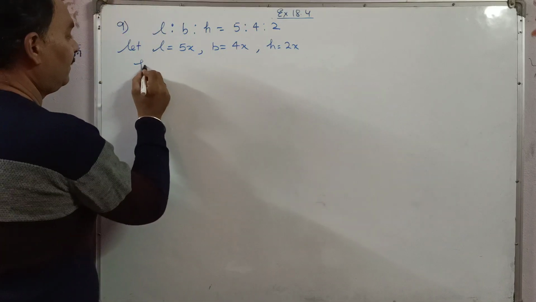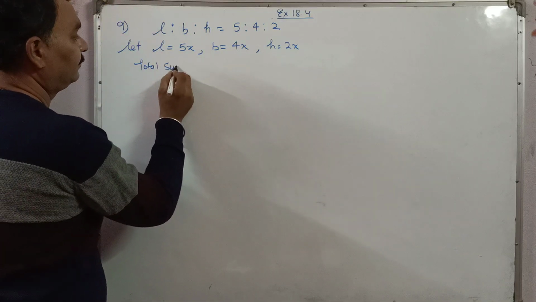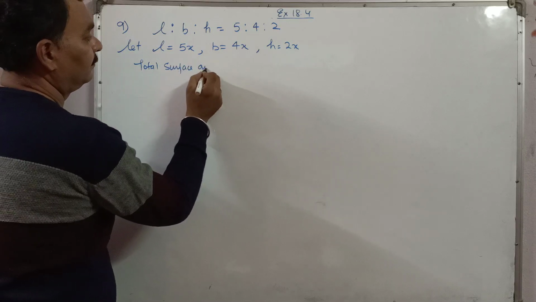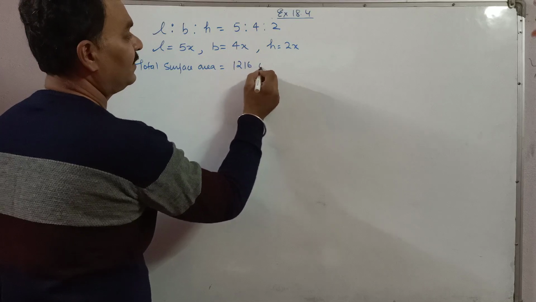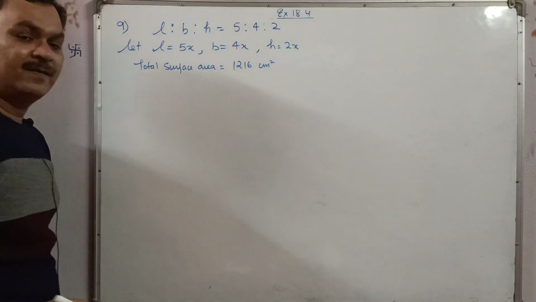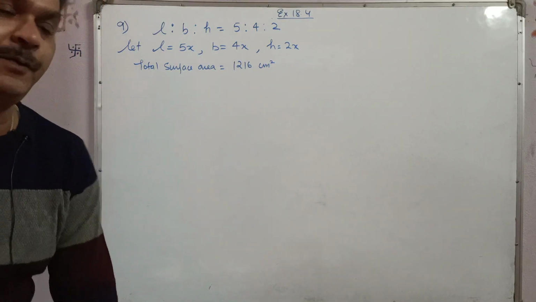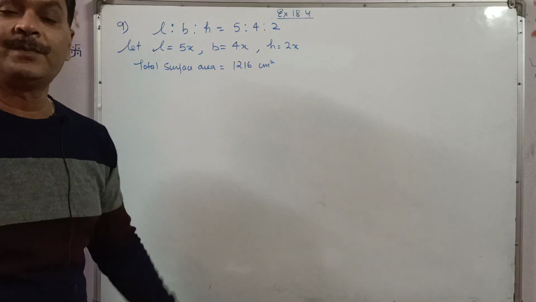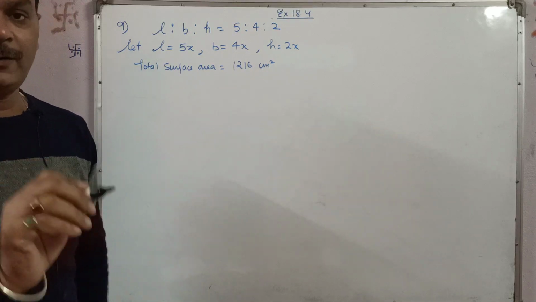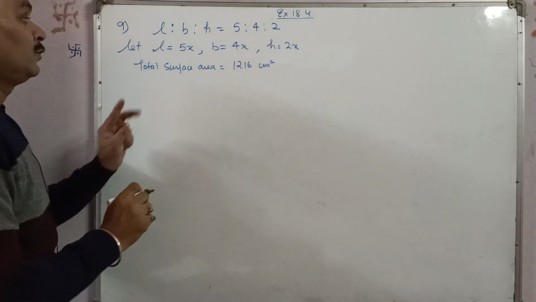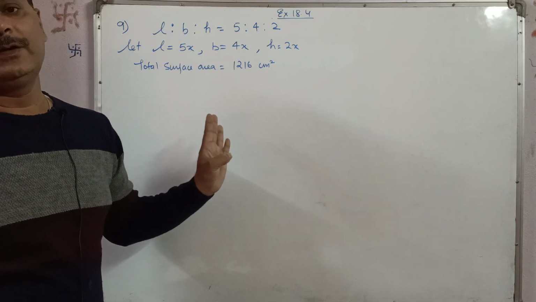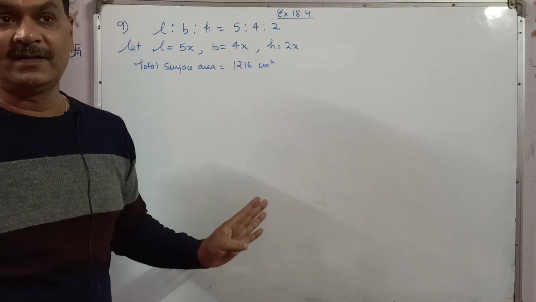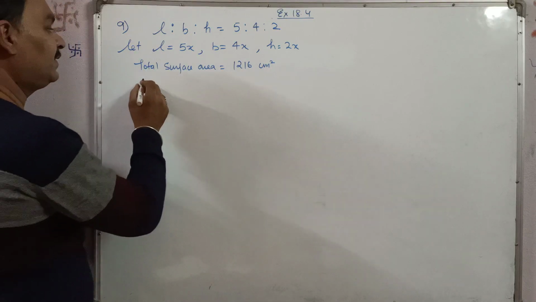Now the total surface area is given, 1216 centimeter square. It's a surface area. The unit of area, beta, is centimeter square. So you all have to do the correction, and I hope that you people have done the correction. So whatsoever is given in a question, we are going to use the formula for the same. So total surface area is given.